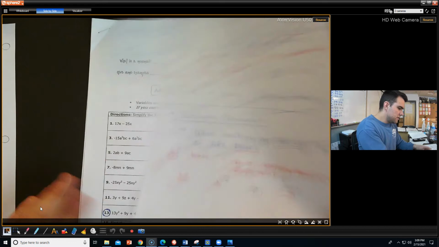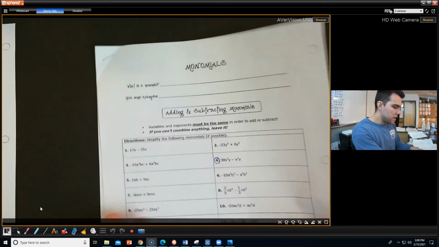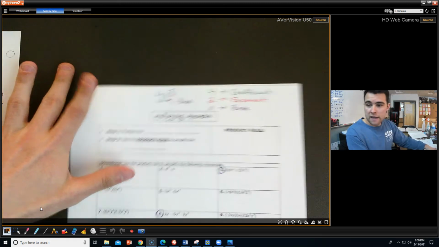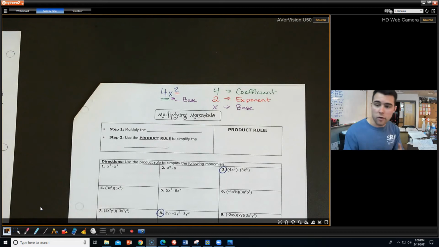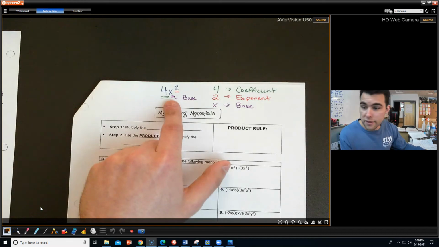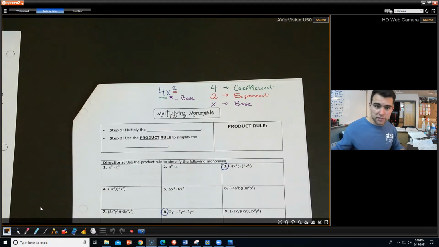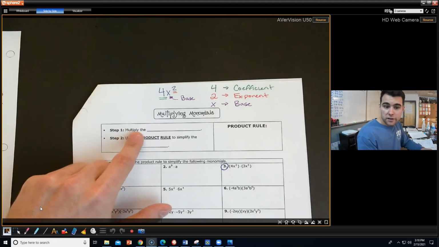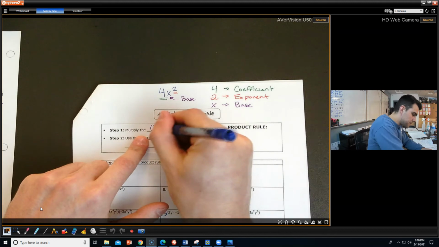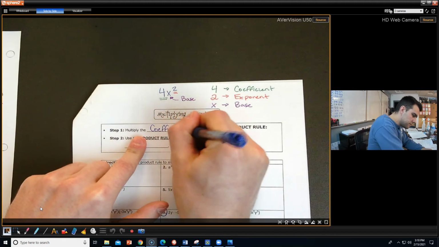So I made a little diagram for the next part, which is multiplying monomials. If I have a monomial like 4x squared, the 4 is the number in front of my term, so it's my coefficient. My exponent is 2, it's to the 2nd power, and my base is the thing beneath my exponent, the x in this case. So when multiplying monomials, let's formalize this. The first thing you're going to do is multiply the coefficients. You'll multiply the numbers out in front first.